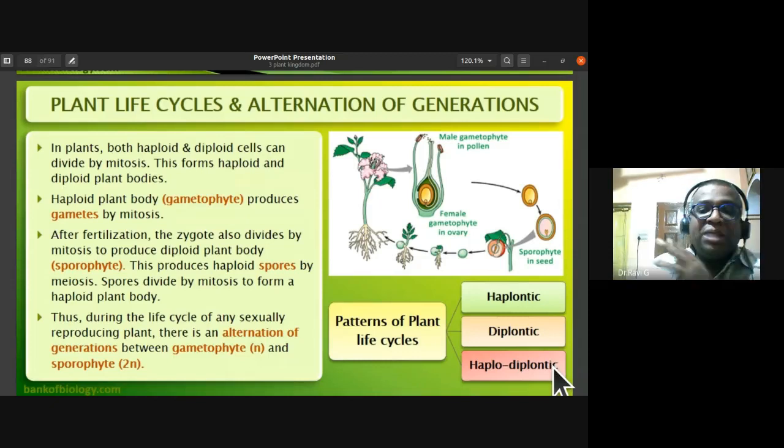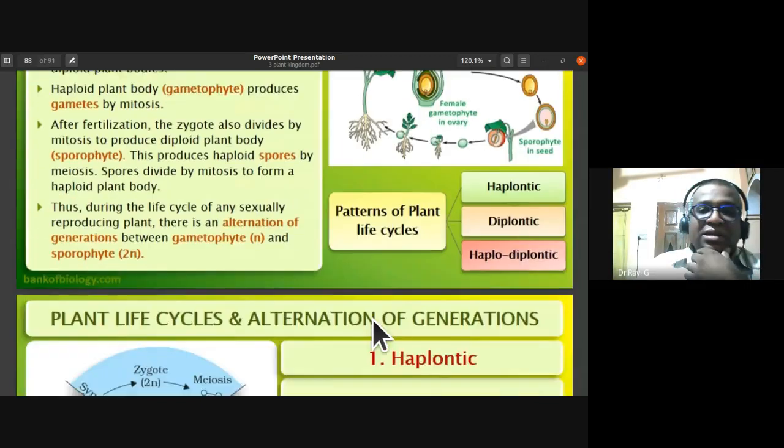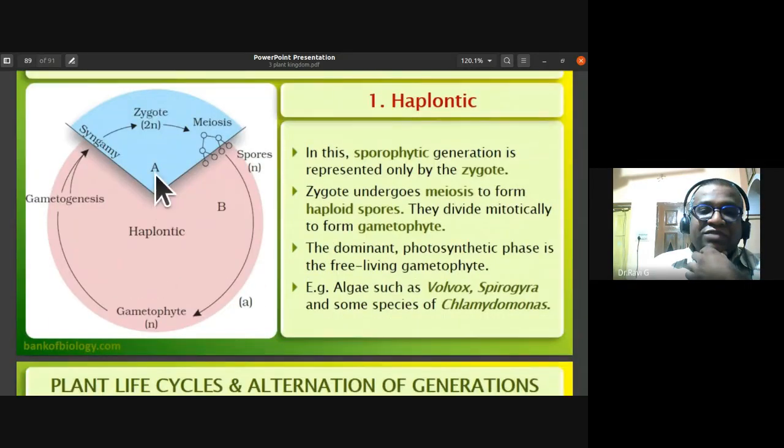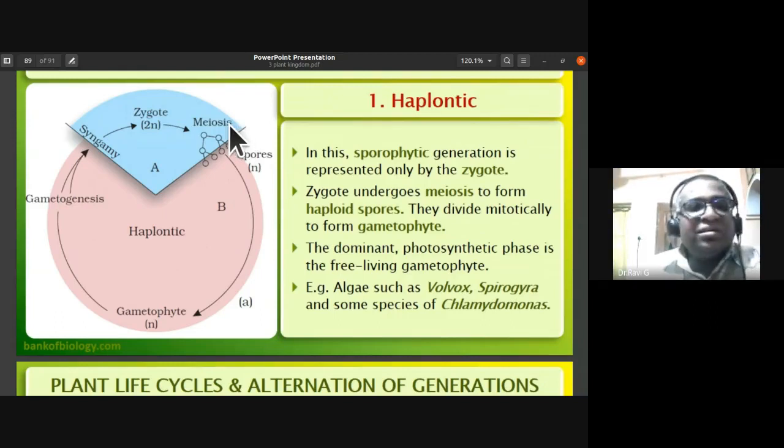So there are three patterns of plant life cycle: haplontic, diplontic, and haplodiplontic life cycle. In the haplontic life cycle, you should draw such diagrams. See, there is a very small diploid stage there, the haploid phase. So in the entire life cycle, what is predominant? The haploid stage is predominant. In case of algae, you notice this sort of haplontic life cycle.